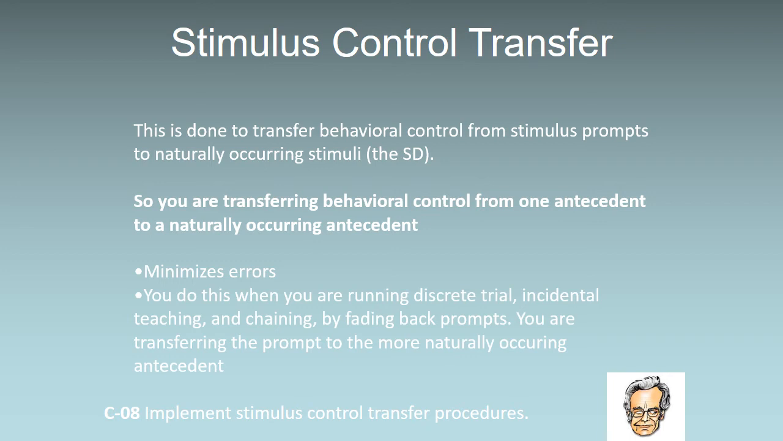This isn't something you just say, oh, I'm going to do this. It's something you're always doing when you're systematically fading back prompts. You do this when you are running discrete trials, incidental teaching, chaining, basically any program, by fading back those prompts. You are transferring the control of the prompt to the more naturally occurring antecedent, the instruction. So to illustrate this, let's go back to our elephant example.